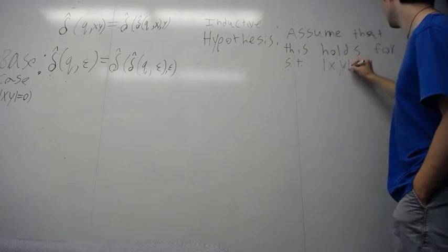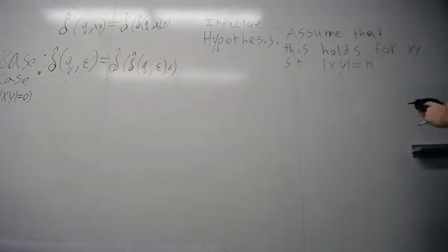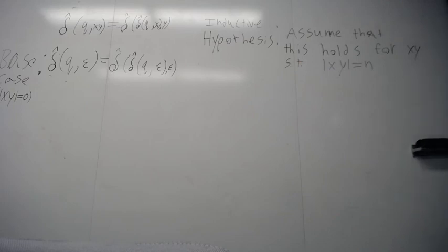You want to use K? Use N, N works too. Whatever letter you feel like. Anyway. Now we need to prove for n plus 1, right? So take x, y, a, add an element onto it. But the element could be in x or in y, right? Or on either side, right?